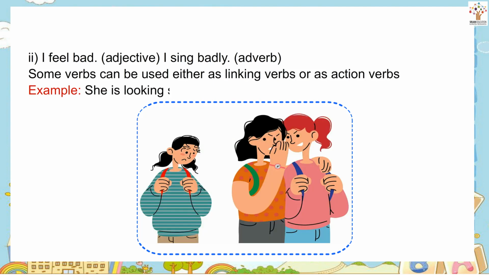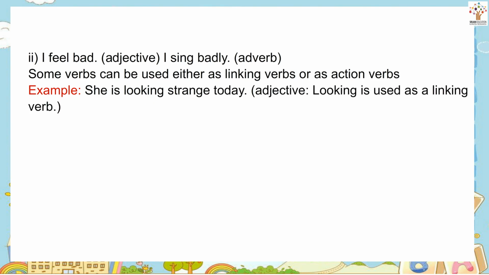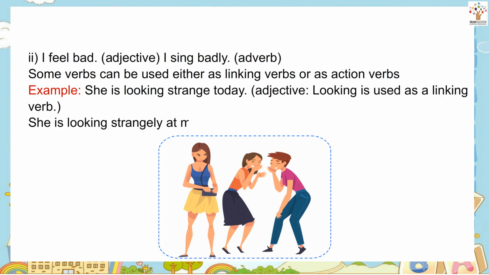Some verbs can be used either as linking verbs or as action verbs. Example: She is looking strange today. Adjective: looking is used as a linking verb. She is looking strangely at me. Adverb: looking is used as an action verb.